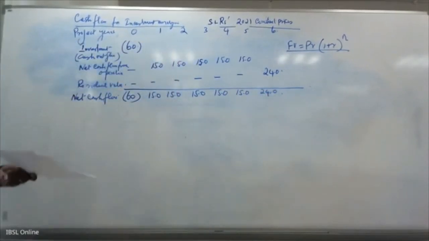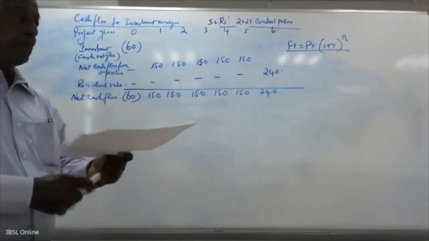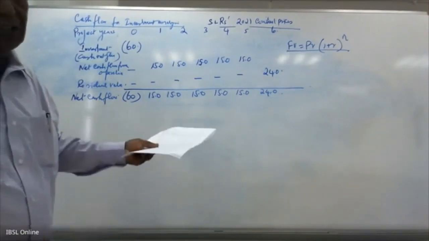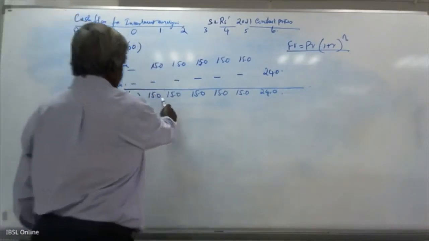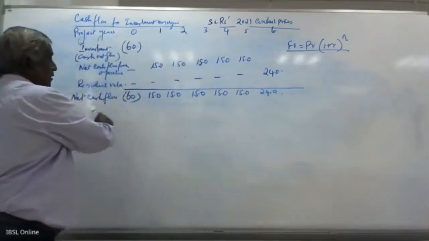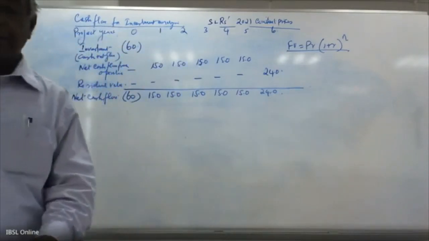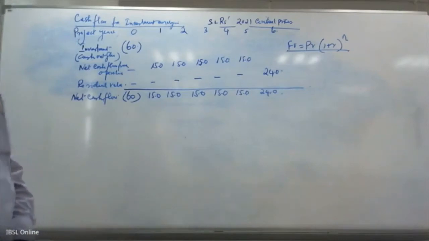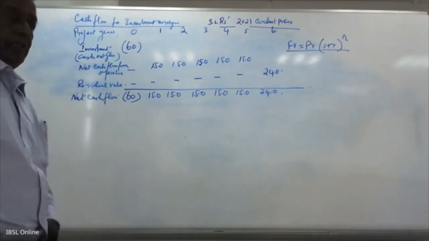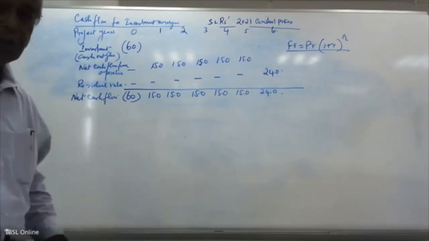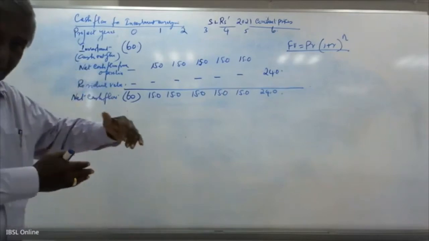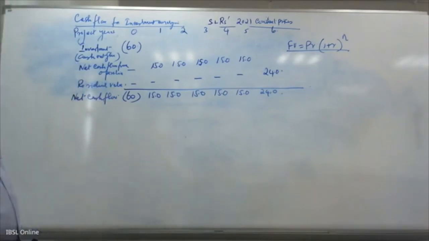So what we have to do, as I told you, is bring the future values into present values. We must bring all these future values to the present value and see whether it is worthy. To do that, we have to discount it. Discounting is a technique I have told you about, bringing future values to the present value. So you have to discount it.